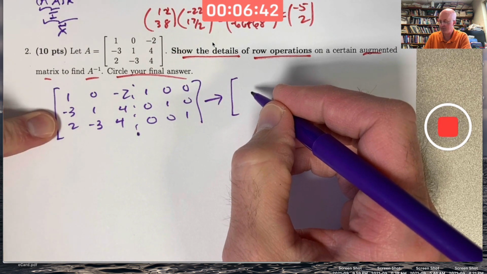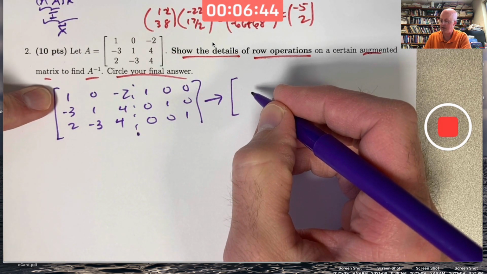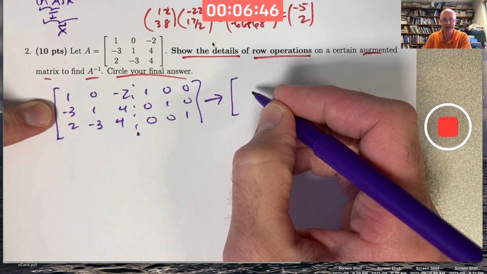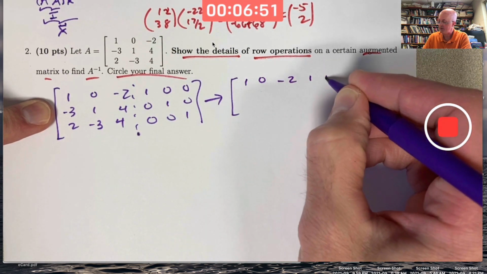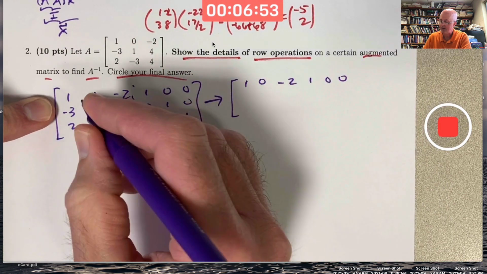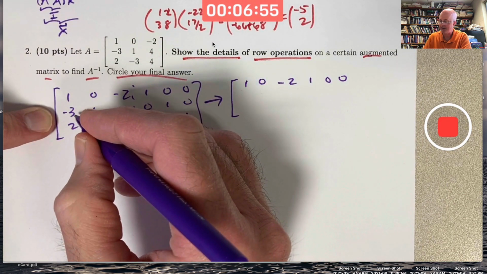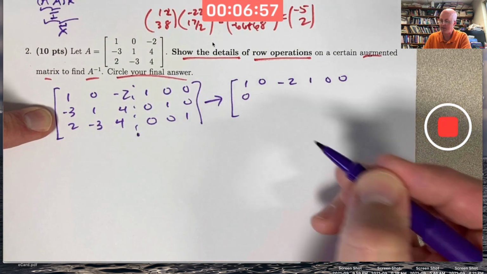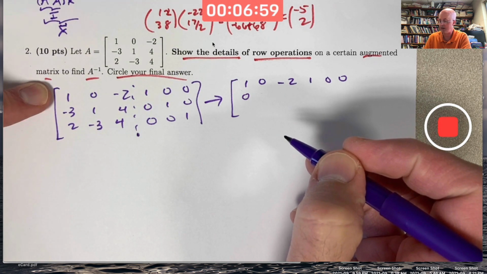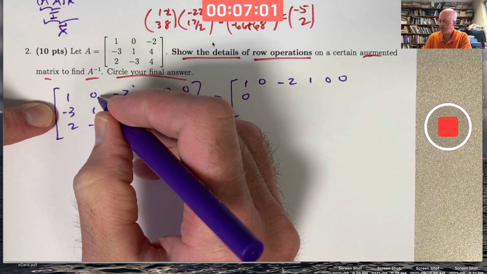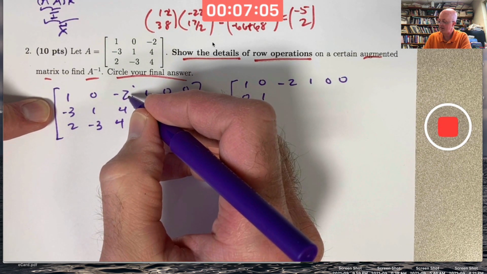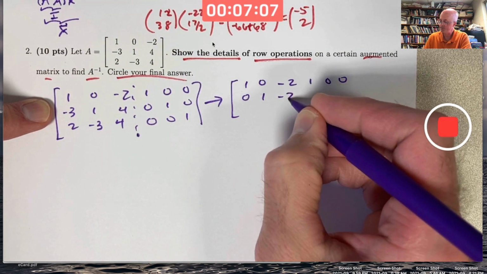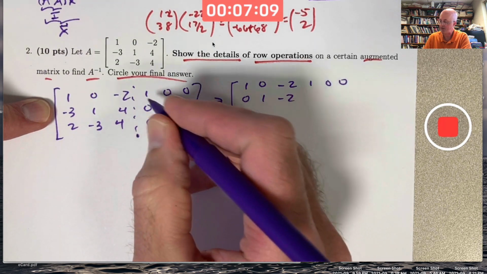I want to get zeros below the leading one in the first row, so I need to multiply row 1 by 3 and add it to row 2. So I'll keep row 1 the same here initially. If I multiply this by 3, I get 3. Add to negative 3 gives me 0 as I want. That's why I multiplied row 1 by 3 to add to row 2. 0 times 3 is 0, plus 1 is 1. Negative 2 times 3 is negative 6, plus 4 is negative 2. I have to keep going. I have to do it over here as well.